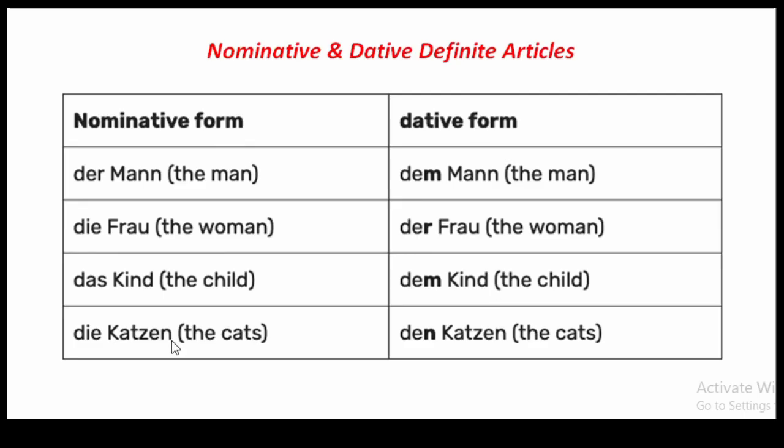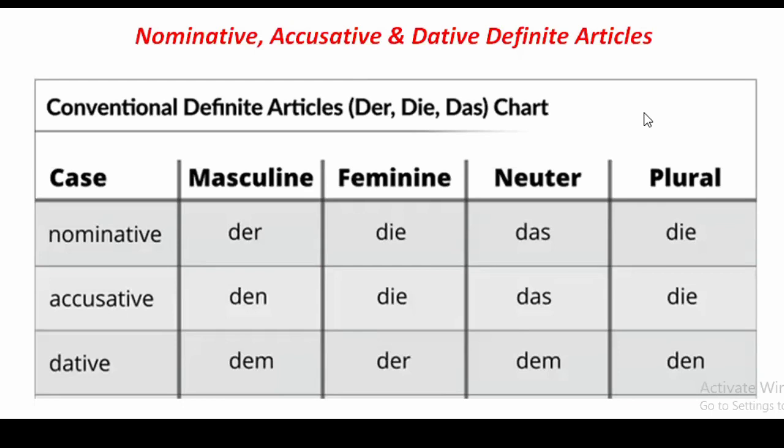Die Katzen, for example, is a plural in nominative, and the plural in dative case is den Katzen, the cats. So dem we use for masculine and neuter nouns in dative case, der we use for feminine nouns, and then den for plural. We have a table here for the definite article for three cases: nominative, accusative, and dative.